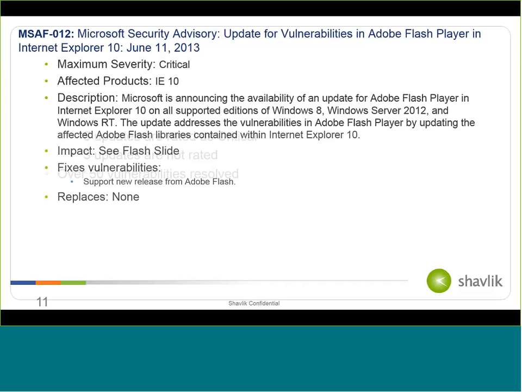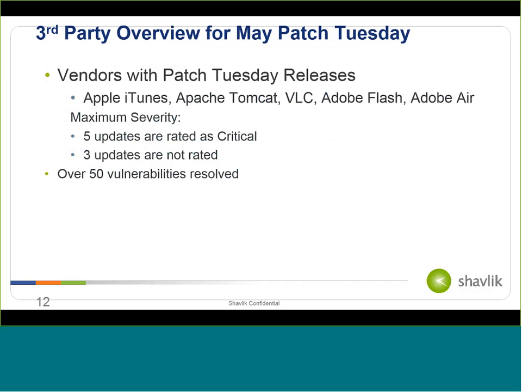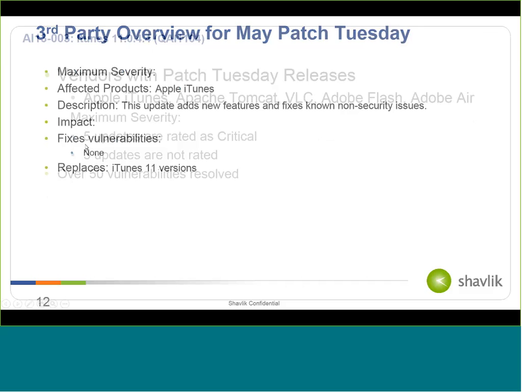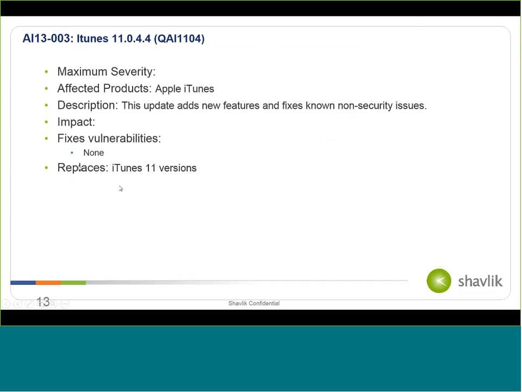Third-party overview for the May Patch Tuesday. I'm sorry, that's the June Patch Tuesday. I forgot to update that one on the slide. Vendors with Patch Tuesday releases include Apple iTunes, Apache Tomcat, the VLC Media Player, Adobe Flash, and Adobe Air. Maximum severity for these, actually, I've got to get those slides updated before I send them out. Only one of these was a critical. The other ones did not have a severity and were mostly non-security in this case.